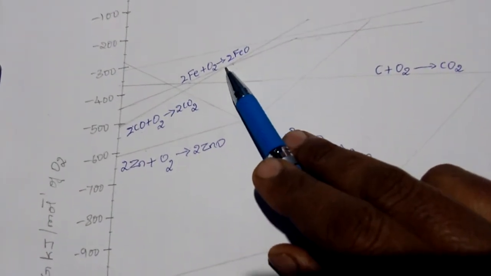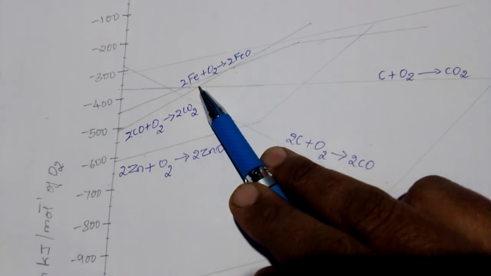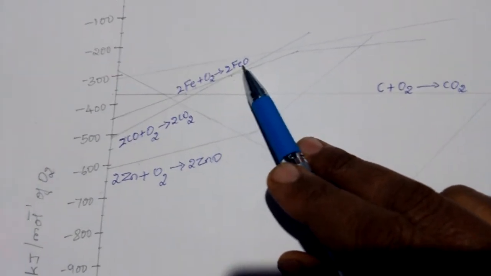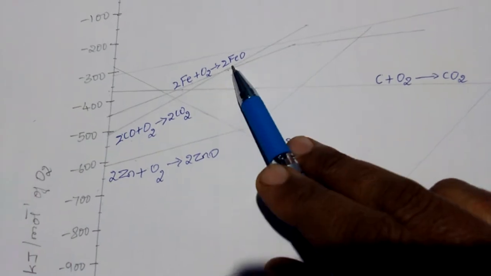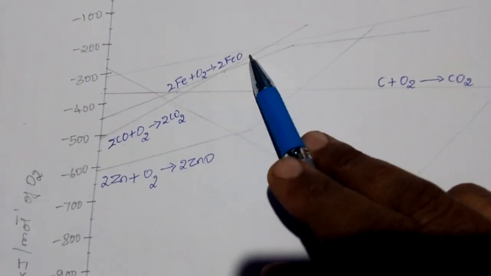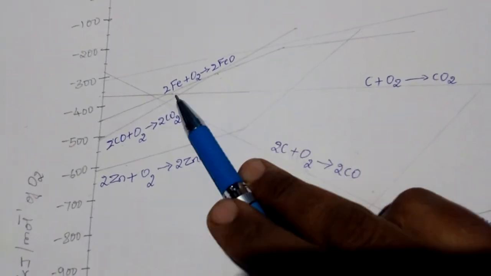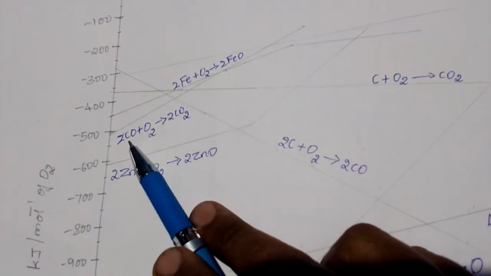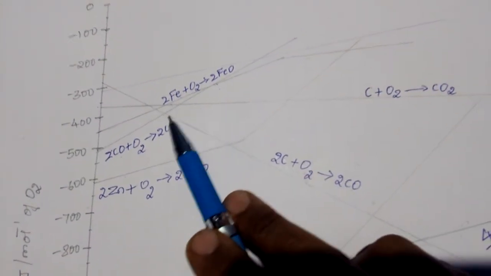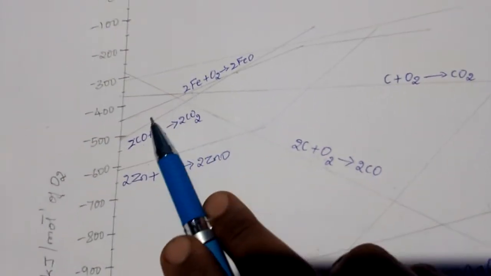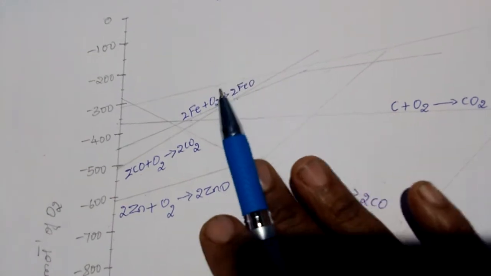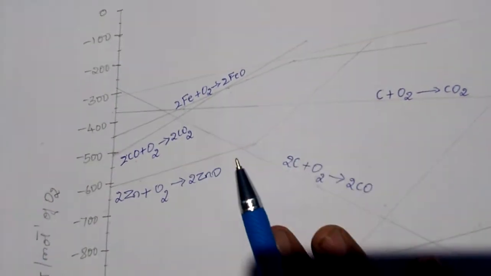Okay, so this is the main equation we use in the extraction of iron from hematite ore. Hematite is converted into FeO, then FeO is converted into iron by reduction with carbon monoxide. Okay, so how does this graph help? Here we can choose a reducing agent and predict which can become a reducing agent.